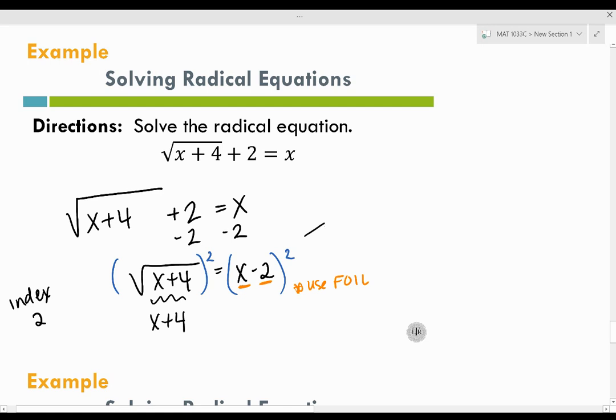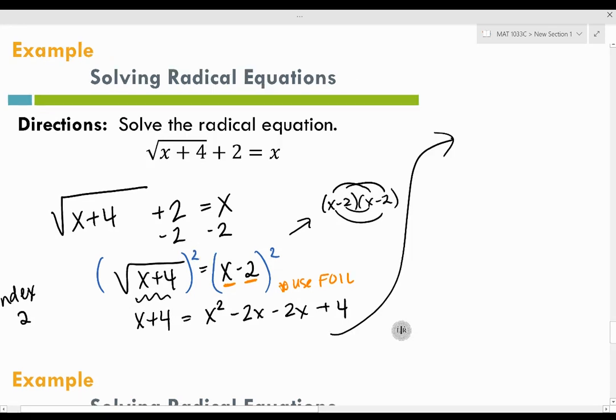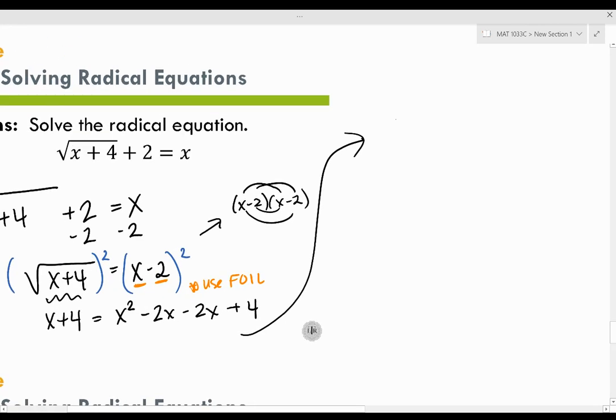In case you forgot, this is equivalent to x minus 2 times x minus 2. So we're going to FOIL it. That's going to give us x squared minus 2x minus 2x plus 4. I'm going to combine like terms. So it's going to give me x plus 4 equals x squared minus 4x plus 4.